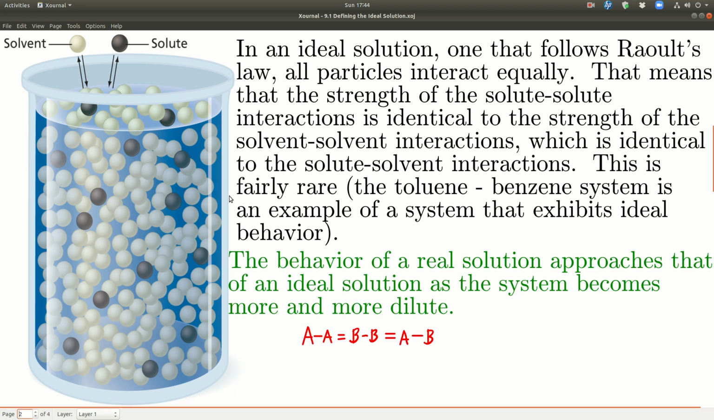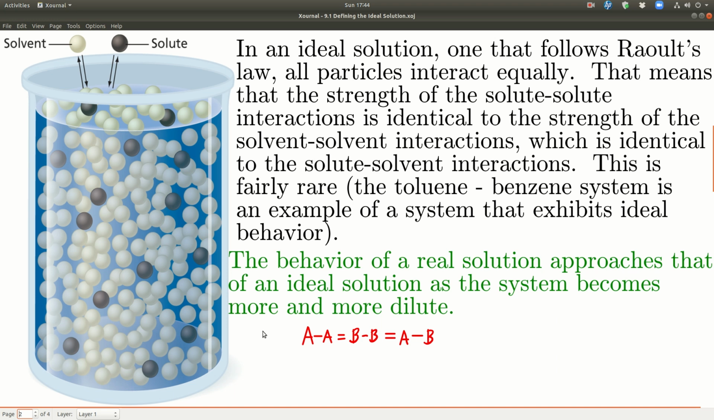So in an ideal solution, that is one that follows Raoult's law, all of the particles interact equally. That means that the solute-solute interparticle interactions have the same strength as the solvent-solvent interactions, which are the same as the solute-solvent interactions. Down here in red, this is an easy way to think about it. Let's say A is the solvent, B is the solute. So the AA interactions are equal to the BB interactions, or equal to the AB interactions.